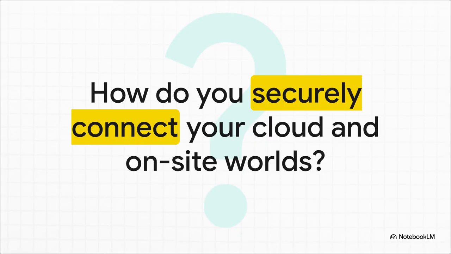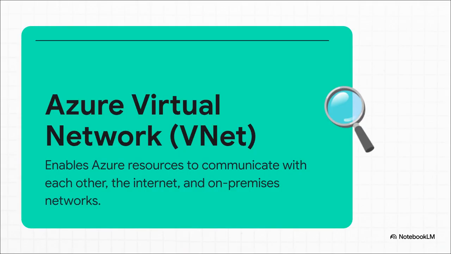So let's just imagine this for a second. Your apps are running happily in the Azure cloud, but your most critical data? That's still sitting in your on-premises office. How in the world do you build a secure bridge to connect these two completely separate worlds? Well, that's the exact problem Azure Virtual Networking is designed to solve. And the solution is something called a virtual network, or a VNet for short.